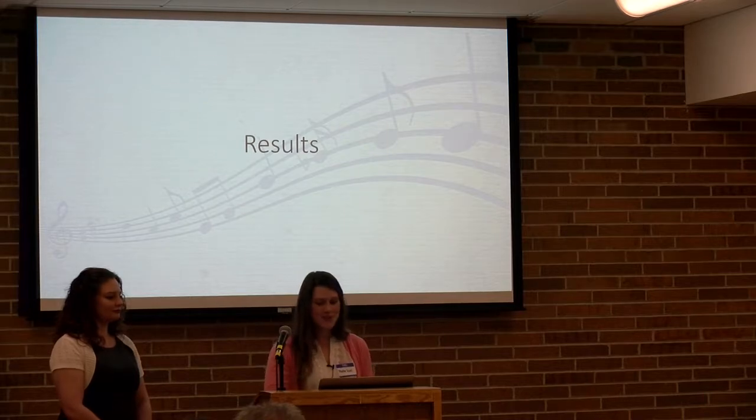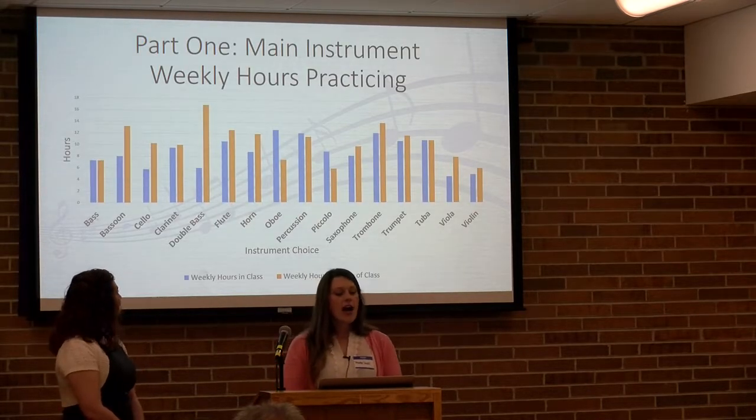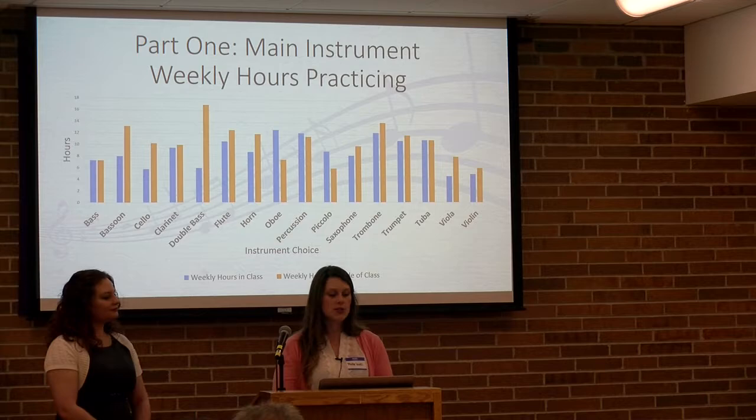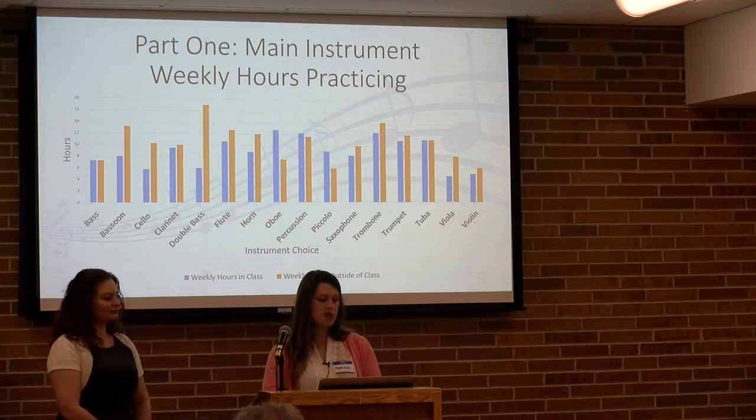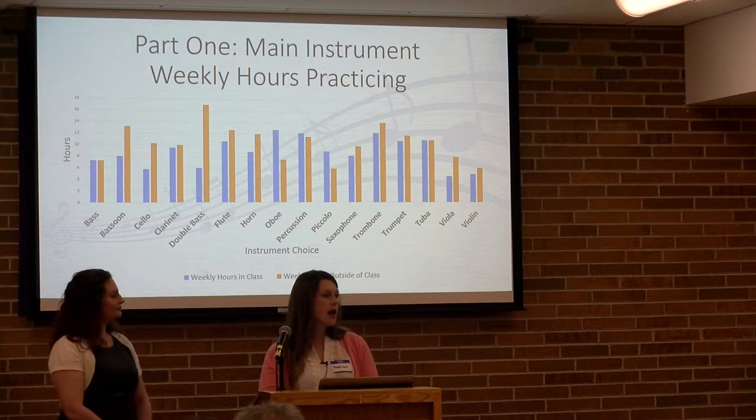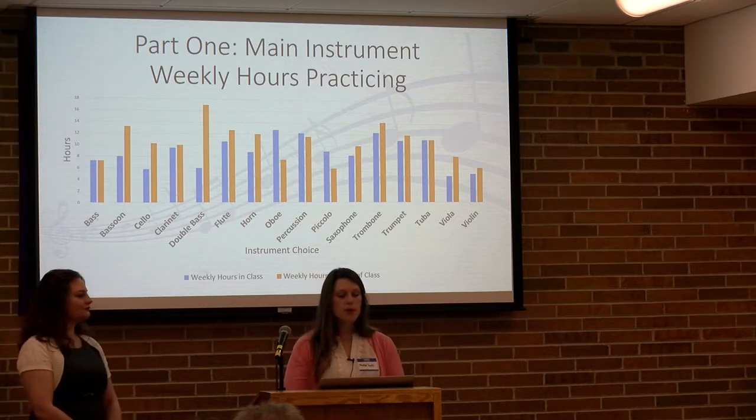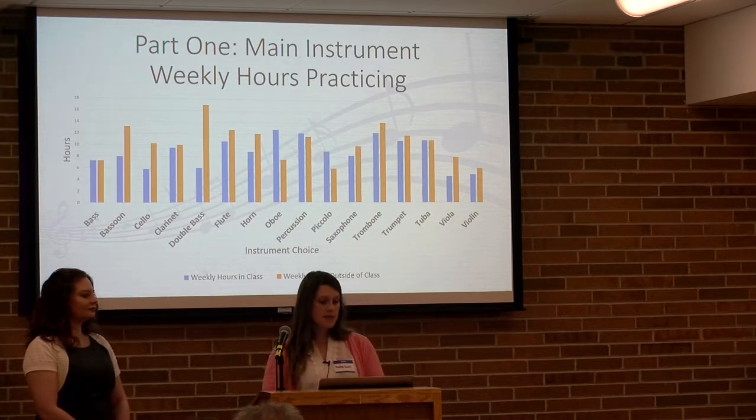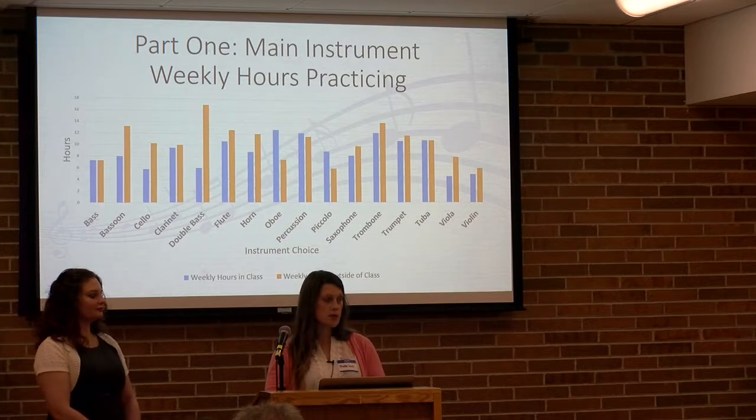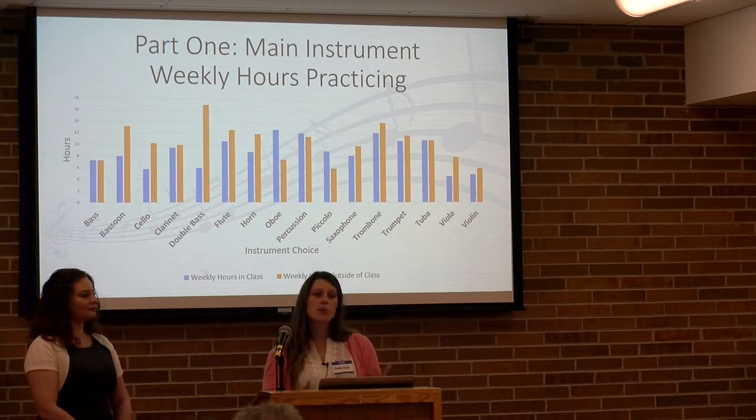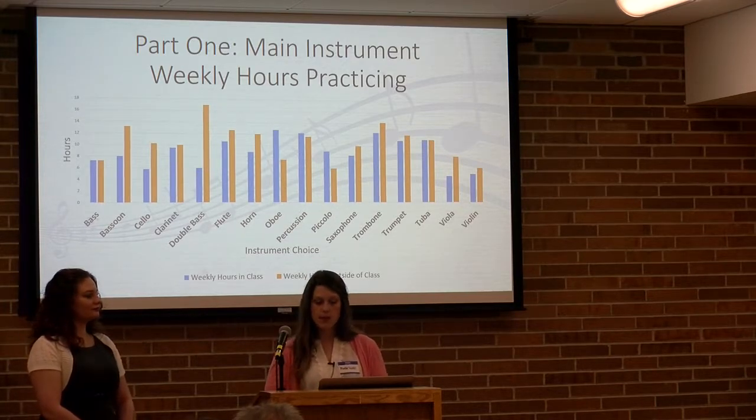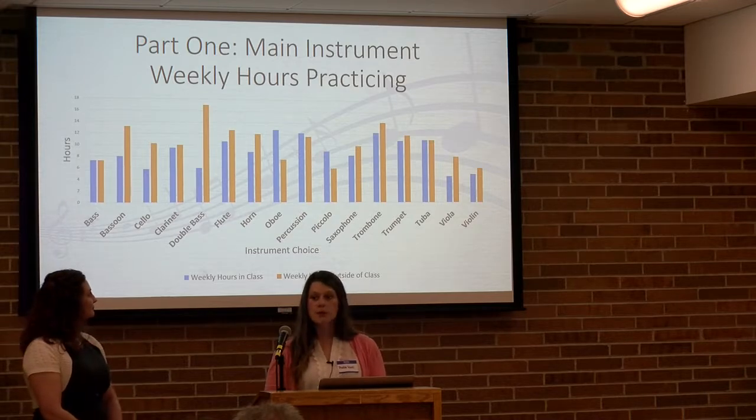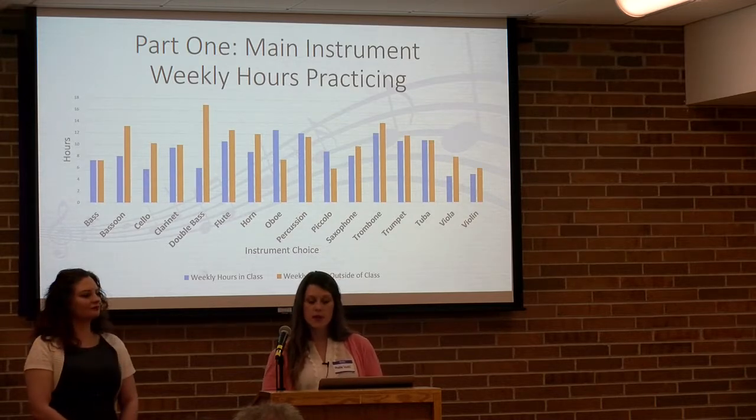Now for my results. I sorted each participant into their main category and averaged the hours that they reported. The instruments can be seen on the x-axis and hours are on the y-axis. The blue bars indicate the weekly hours practiced in class, and the orange bars represent the hours practiced outside of class. No trends were seen per instrument choice, and the hours practiced was highly variable among the participants. This variability will put some individuals at a higher risk for noise-induced hearing loss than others.